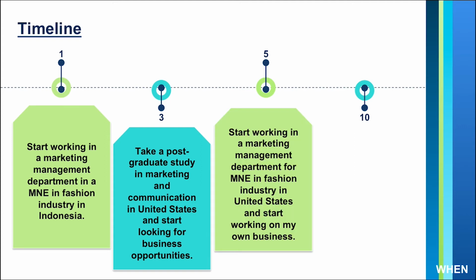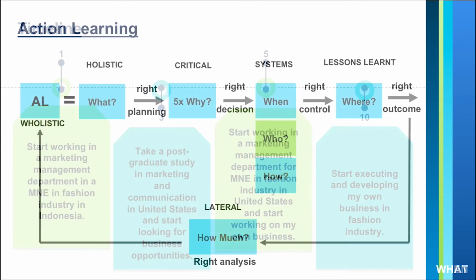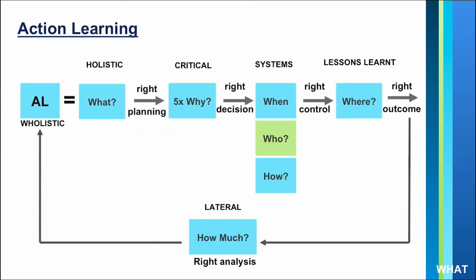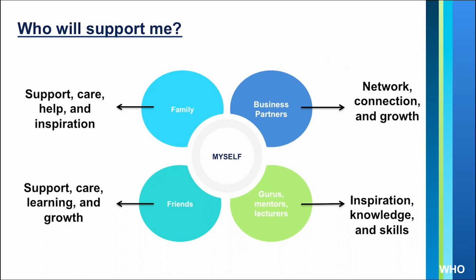In the 5th year, I will start working in the marketing management department in the US and start working on my own business plan. In the 10th year, I will start executing my business plan and developing my own business in the fashion industry. The next question will be who will support me in achieving my goal. There will be my family who supports me, my friends who help me grow, my business partners who will strengthen my network and connections, also gurus, mentors, and lecturers who inspire me and help me to learn continuously.